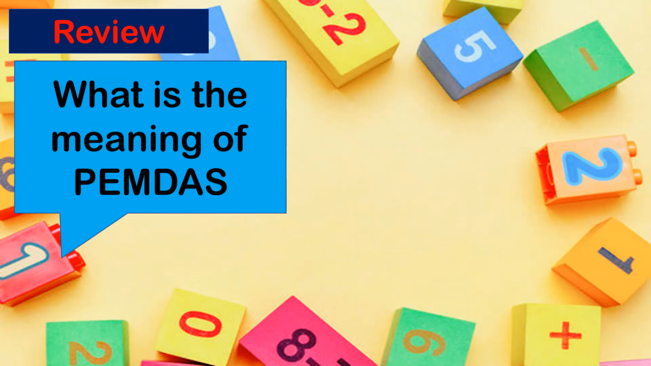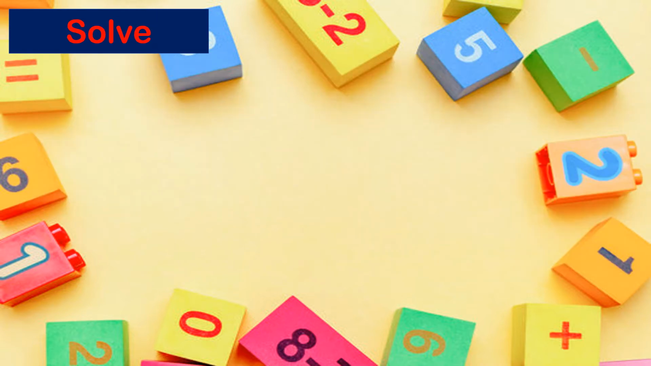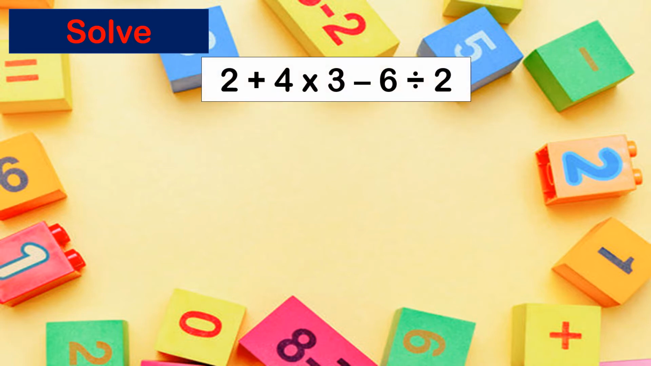Next, what is the meaning of PEMDAS? Okay, so order of operation, PEMDAS. P for parentheses, E for exponent, M for multiplication, D for division, A for addition, and S for subtraction. Okay, so let us solve this example: 2 plus 4 times 3 minus 6 divided by 2.